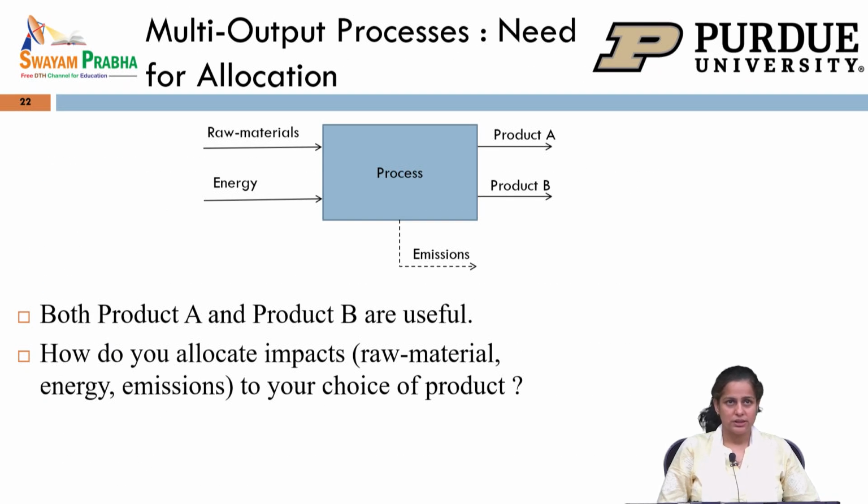Multiple output process: need for allocation. This is a simple example of a multiple output process. You have a process which takes raw materials and energy and makes two products, product A and product B, and also releases emissions. Both product A and product B are useful, but for the life cycle analysis that you are studying, only product A is part of your life cycle system boundary. Your product B is just a co-product. In this case, you do need to understand how to allocate impacts, which are raw material, energy and emissions, to your choice of product.